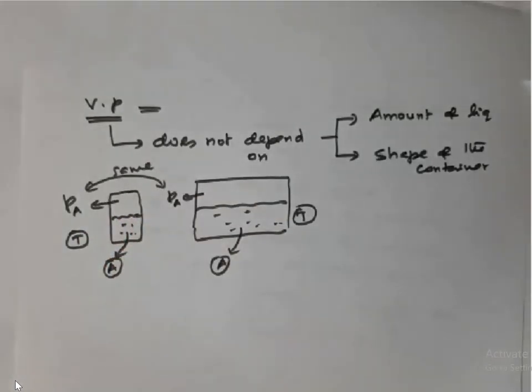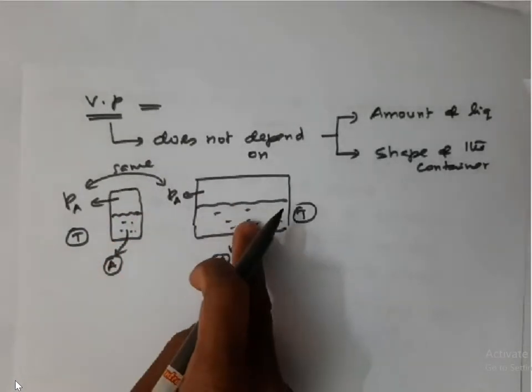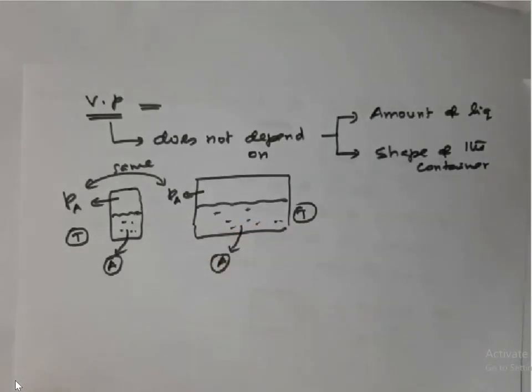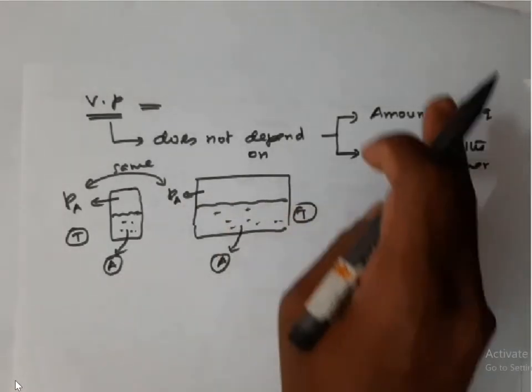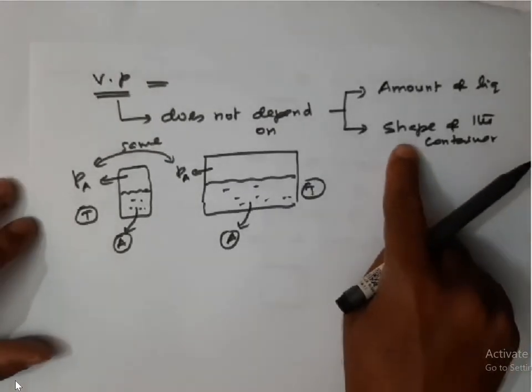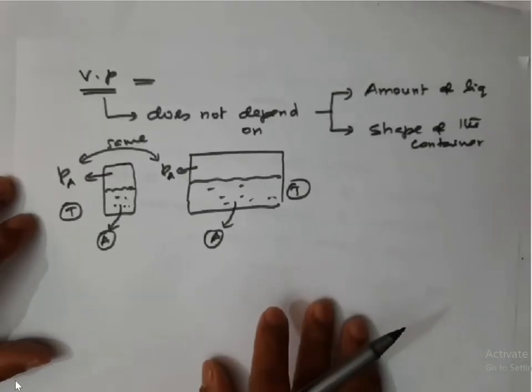What is meant by that? Whether you take a small amount of liquid or a larger amount of liquid, vapor pressure is a constant quantity. It does not depend on the amount of liquid. Whether you take half liter or 1 liter or 5 liter, that does not matter. If the liquids are the same, then at a given temperature, that liquid has some vapor pressure. Vapor pressure is independent of amount of liquid. Keep that in mind. Then second point, vapor pressure does not depend on the shape of the container.